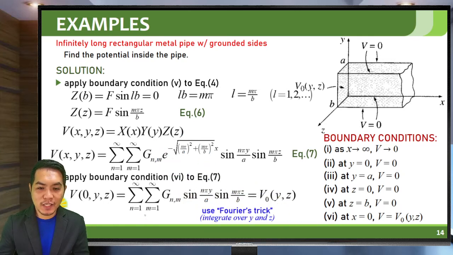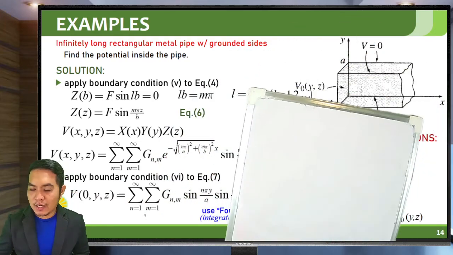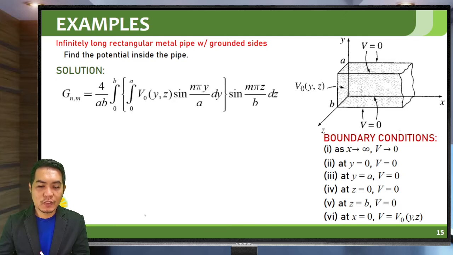So again, you use Fourier's trick, and then multiply both sides by sine n prime pi y over a and integrate over dy, and multiply both sides by sine m prime pi z over b and integrate over dz. So you will have two integrals here, an orthogonality condition over dy and over dz. So you just repeat the process in the previous problem.